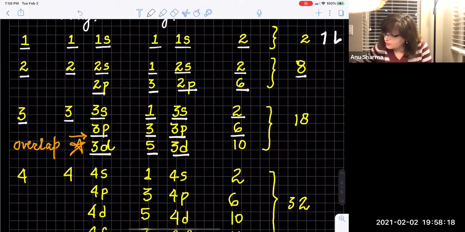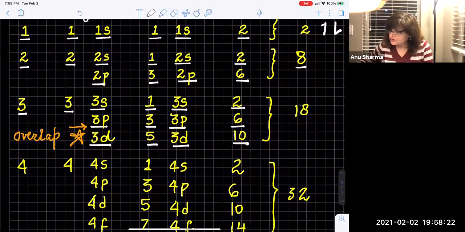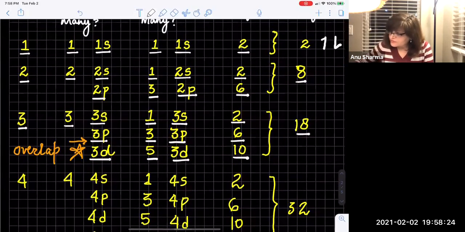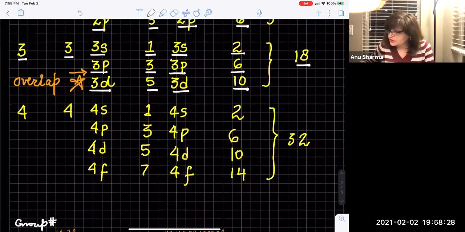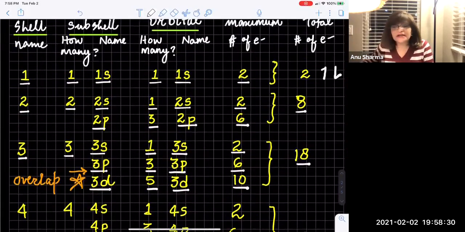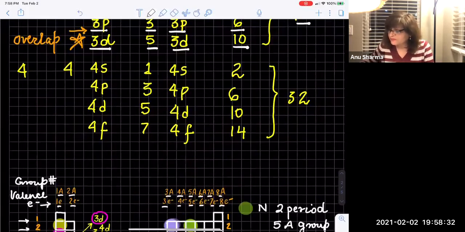Now 3P can hold a maximum of six electrons and 3D can hold a maximum of 10 electrons. And you combine them, this is 18. So in middle school, in atomic structures, you must have seen 2, 8, 18, 32. That's where that's coming from.